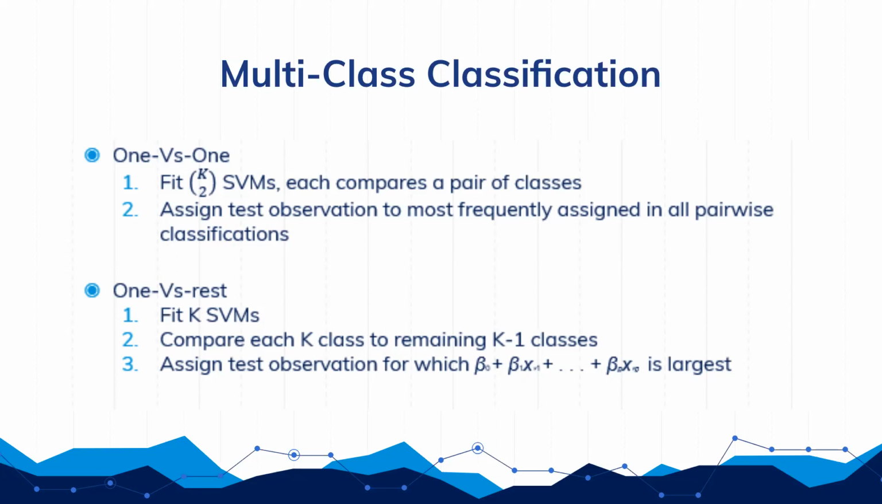Or you can do one versus the rest, which is you fit all k SVMs. K is your number of classes, by the way, and then you assign the observation to the class for which your distance to the maximal margin is largest, the class which maximizes the distance to your hyperplane.